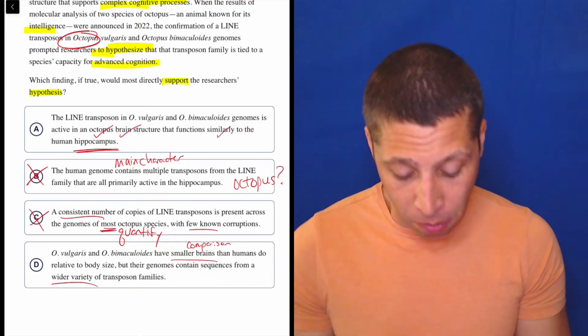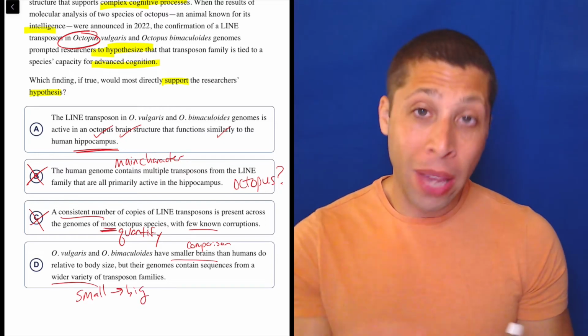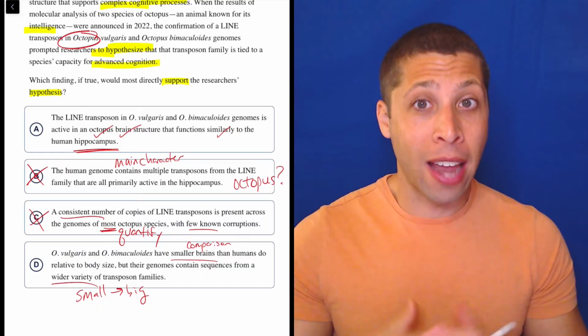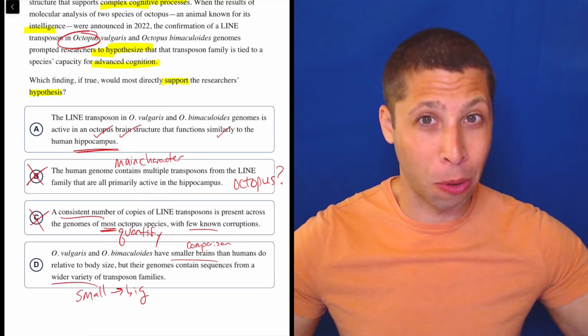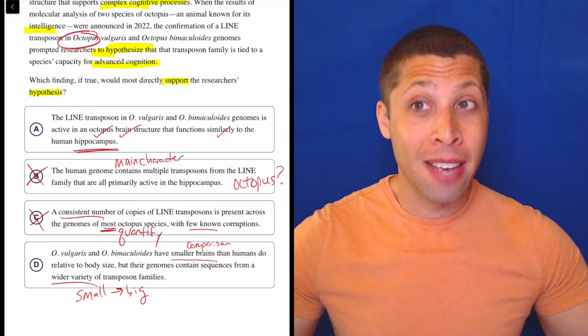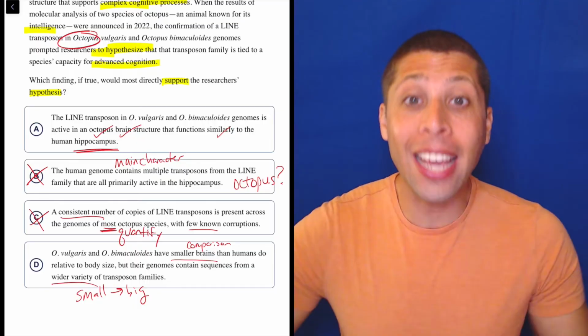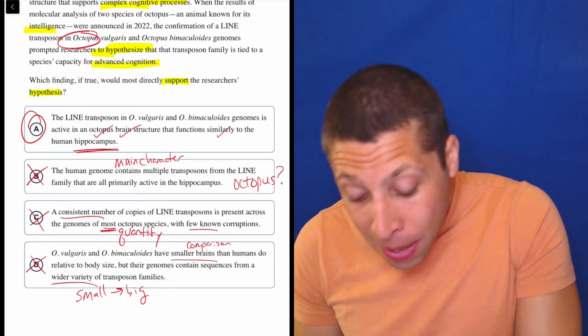Another kind of trap that this reminds me of is the small to big trap, right? We have one example of a transposon family in the passage, and now the answer choice is trying to turn that into some big conclusion about all transposons or many transposons. Like, I don't have evidence of that. We're not allowed to do that. We're not allowed to take one example and turn it into some big thing unless that's what the passage was doing. Honestly, I'd pick A here and move on.